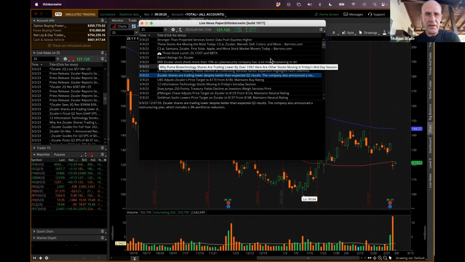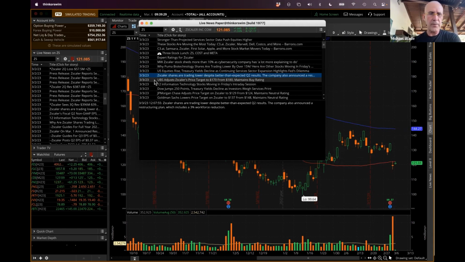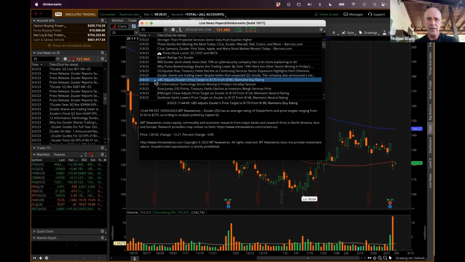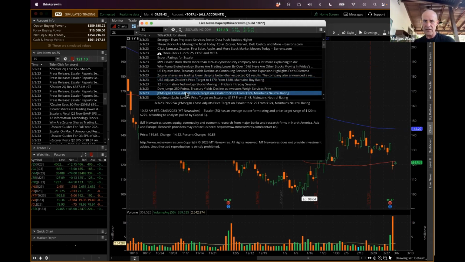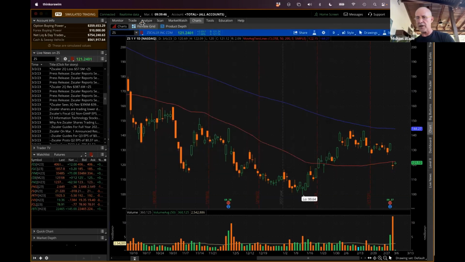Restructuring. Let's see. I think it got some upgrades. Yeah, UBS adjusted the price target down from 180 to 170. That's a modest downgrade, lowering the price target, but they're still maintaining buy ratings. So it's not really super bad news, and we could very well see a gap from here. So I'm going to pass on Scalar.